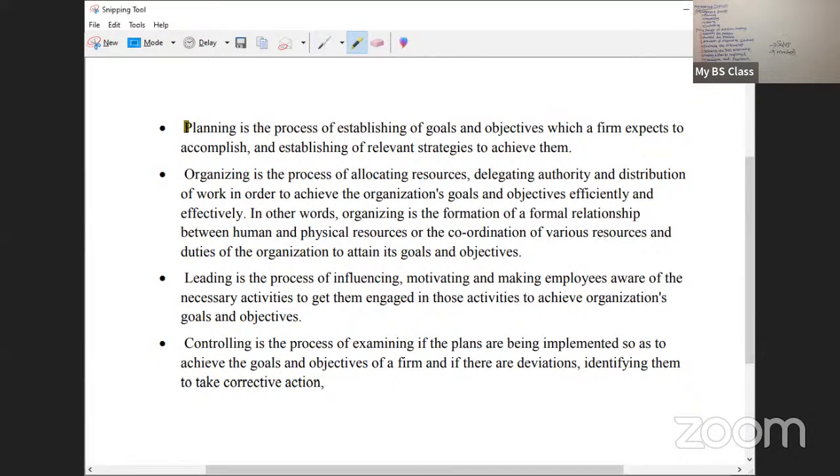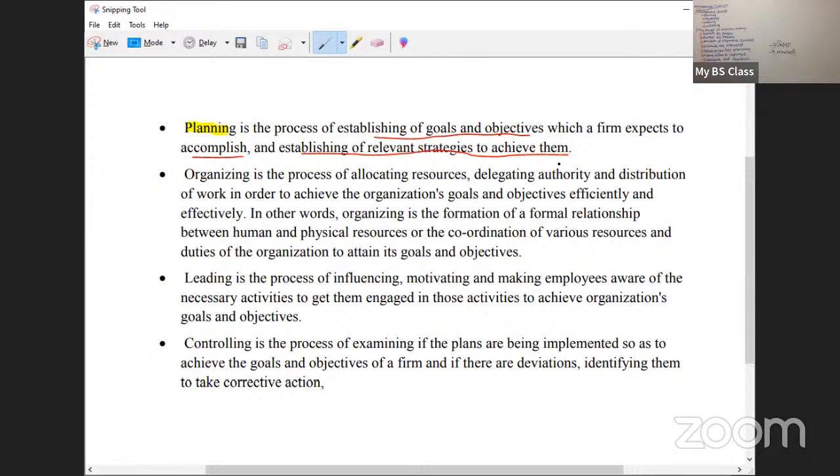The first one we have is planning. Planning is the process of establishing the goals and objectives which a firm expects to accomplish, and establishing the relevant strategies to achieve them. You need to make sure what you are trying to achieve and how you are trying to achieve it.